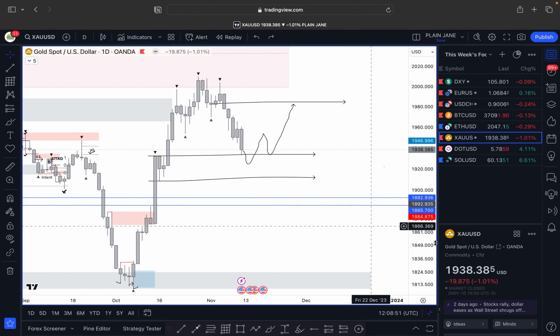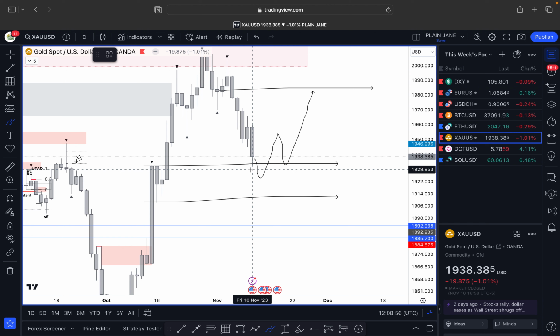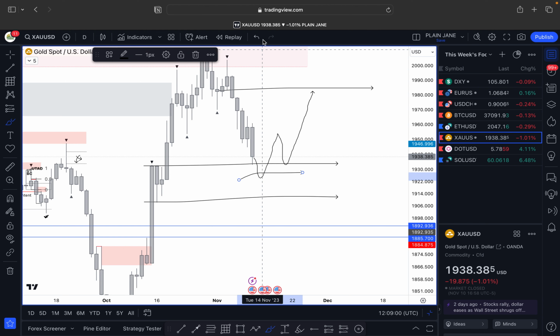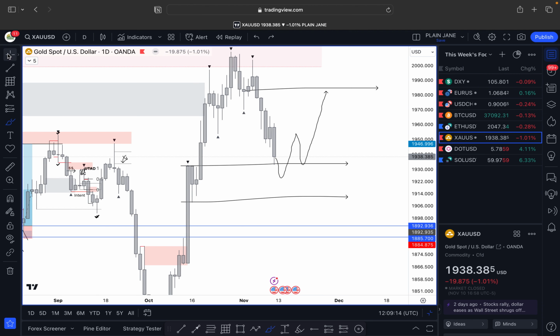But for now, I'm looking for a reaction from 1938. I want to see a deeper pullback into this level, and then an expansive push up, and then a retest back into this level, breaking low time frame structure to target 1986. Very, very simple in terms of PA.